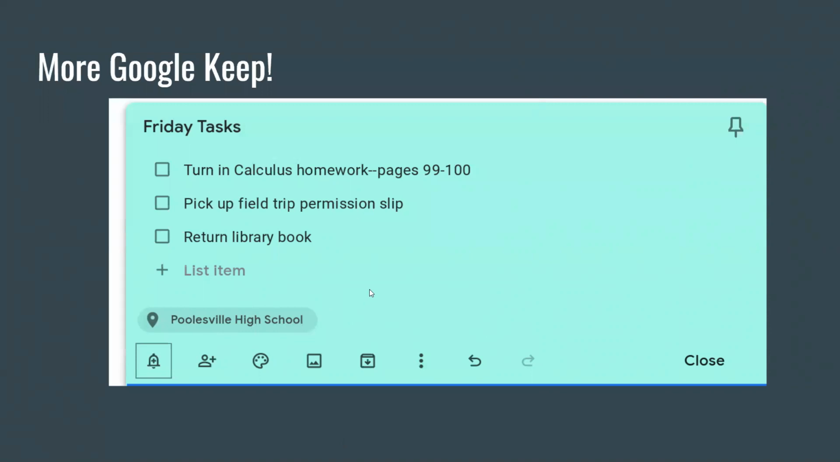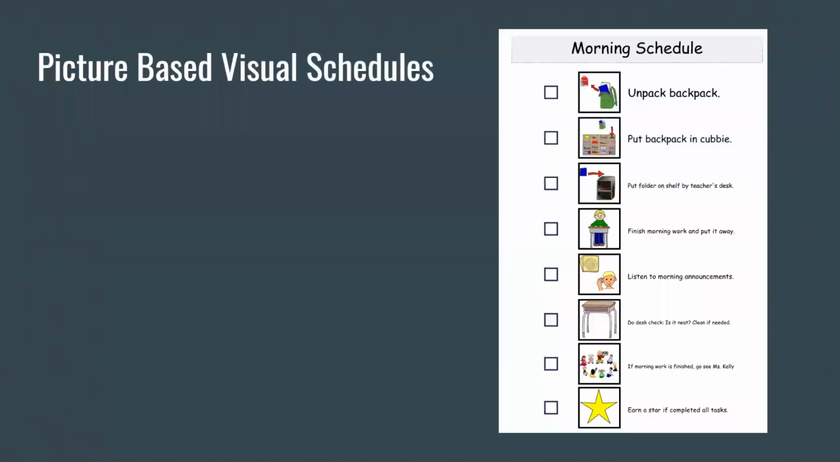So if my high school is Poolesville High School in Poolesville, Maryland, that's where my kids went, the second that I walk in Poolesville High School, geographically, it's going to send me those reminders that I need to do those things that are on my list. So I get something more than just the fact that it's on my Google Keep. I'm also going to get a reminder for it. And we'll look at some more about Google Keep in a little bit.